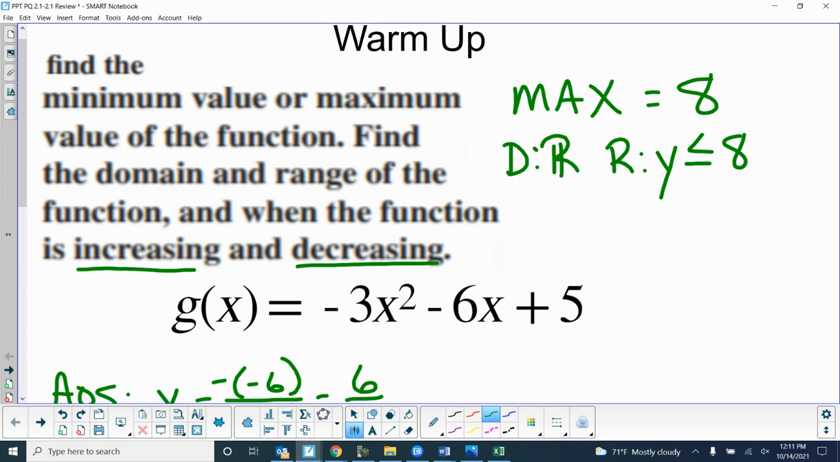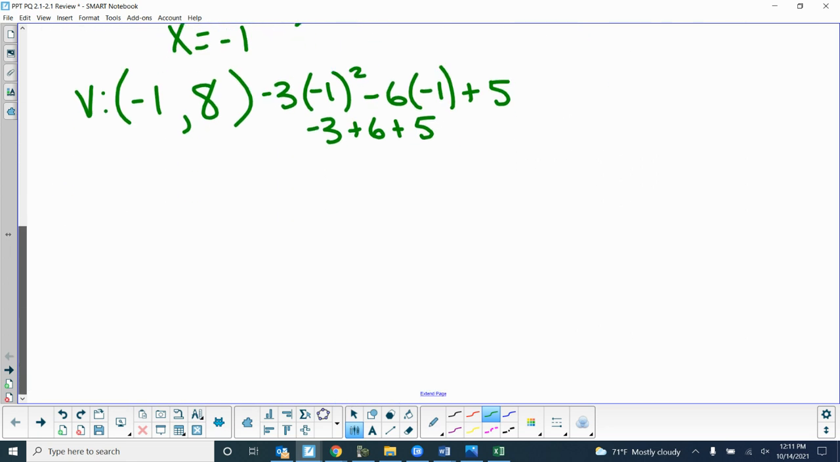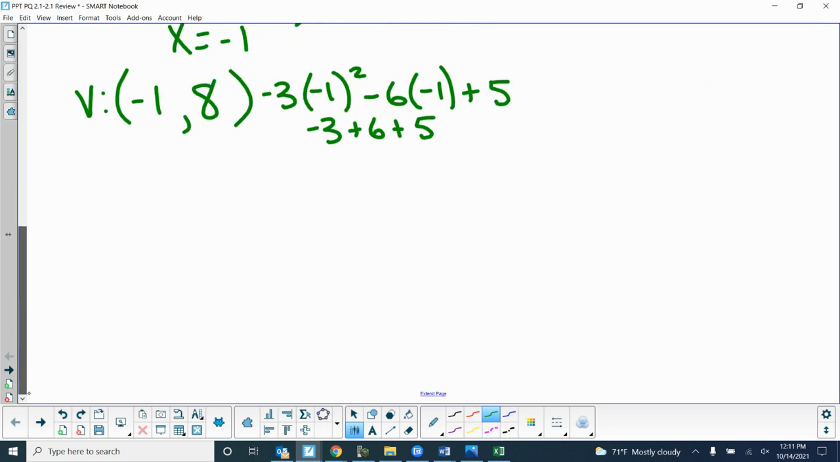Okay, and that's where some of you struggle a little bit. So let's look at a picture again of two parabolas.